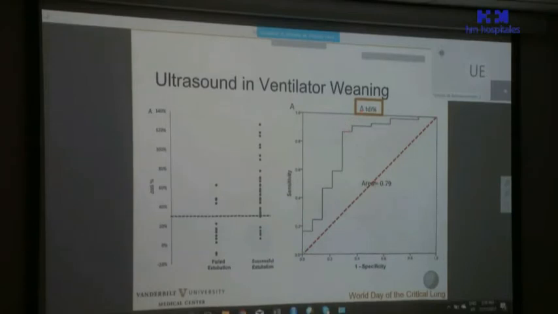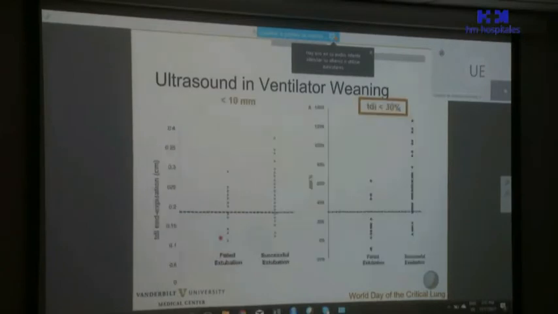In this particular study, where they looked at the change in thickness of less than or greater than 30%, you notice that they're further away, so there's enhancement of sensitivity and specificity, specifically specificity. At 30%, we're able to distinguish those who successfully extubate from those who don't a little bit better than the other one. So to compare, this is the less than 10 millimeter, and this is the less than 30% thickness. When you compare these side by side, this seems to have a little bit better predictive power to identify those patients.